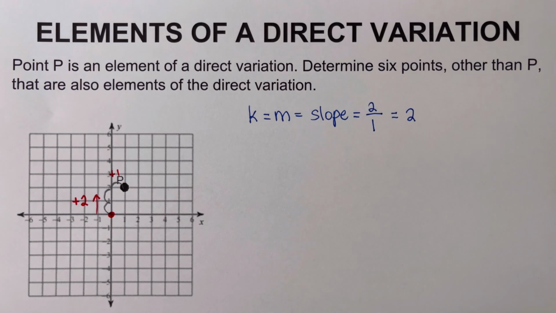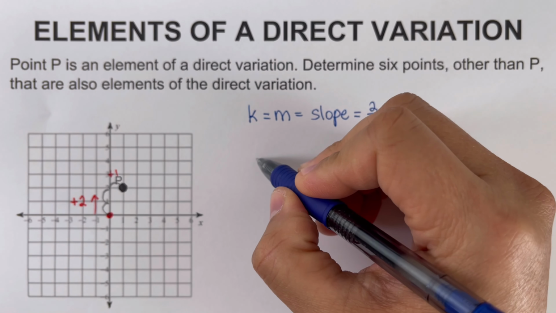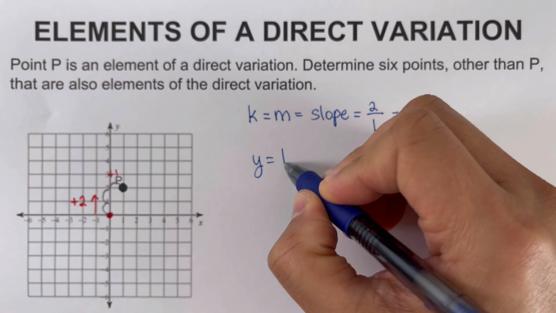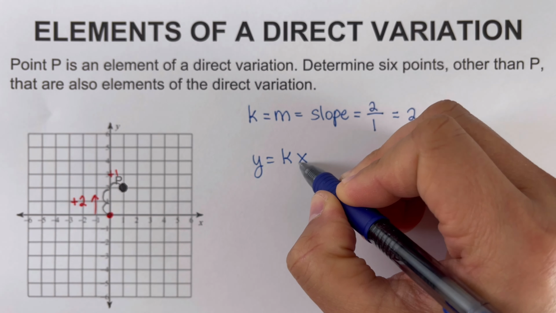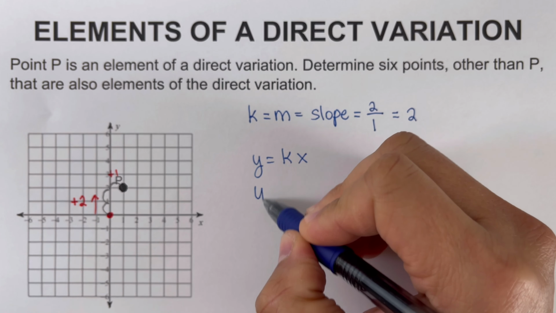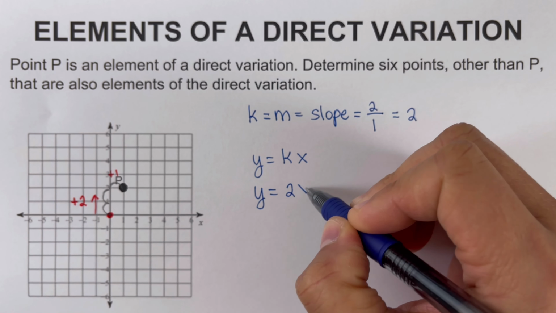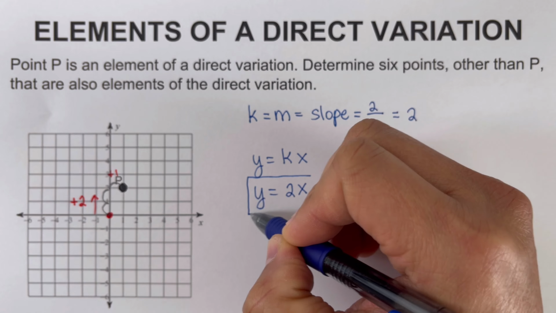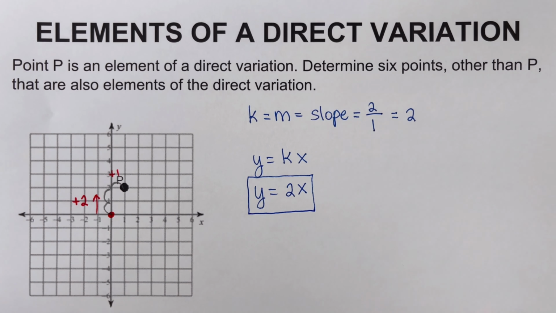So the equation for the direct variation with point P as one of the elements would be, again, our general equation for direct variation, y equals kx. Since our k is 2, the equation is y equals 2x. So this is the equation of this direct variation.